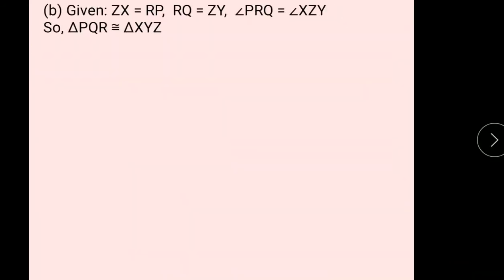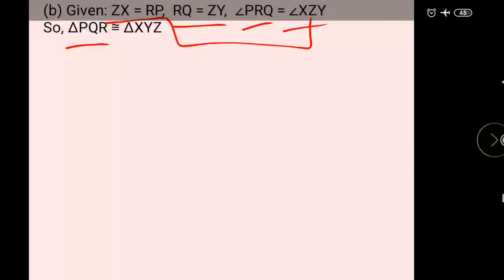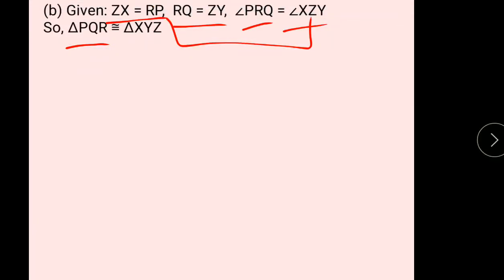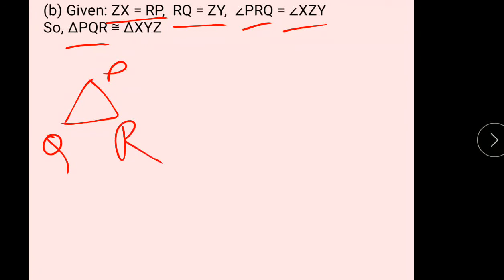Given ZX is equal to RP, RQ is equal to ZY, and angle RQP and angle XZY are equal, and with these given properties, both the triangles are equal. Now we have to say which congruency property is used for them to be equal.